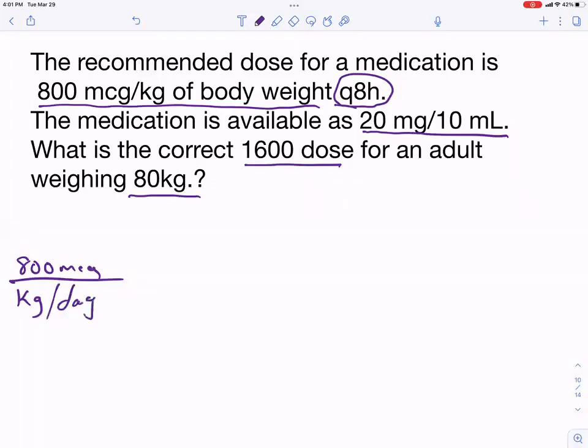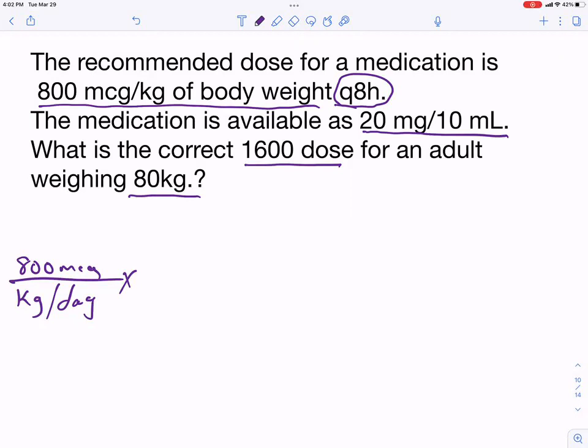In a day. Now I know this problem doesn't say day in it. That's my error. I just realized it. But not to worry, we're going to work through it. I'll make sure it's accurate on the exam. Don't worry. So what am I solving for? What is the correct 1600 dose for an adult weighing 80 kilograms?